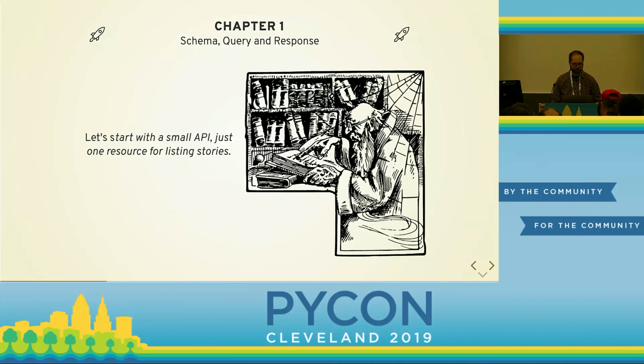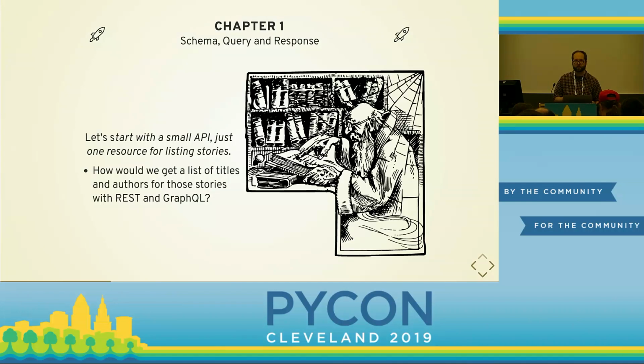Cool. So let's get into the actual material. To start off, let's have a simple API, just one resource listing stories. How would we get a list of the titles and authors for those stories with REST and GraphQL?